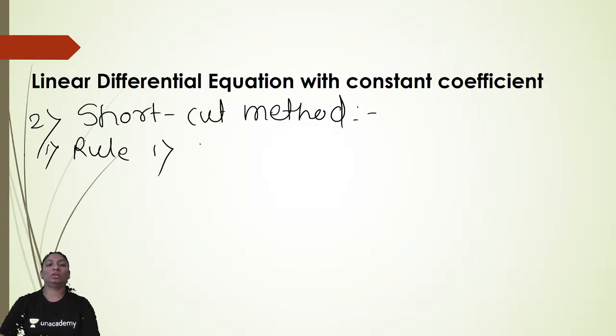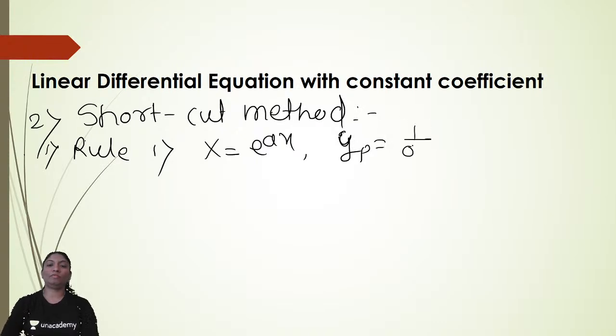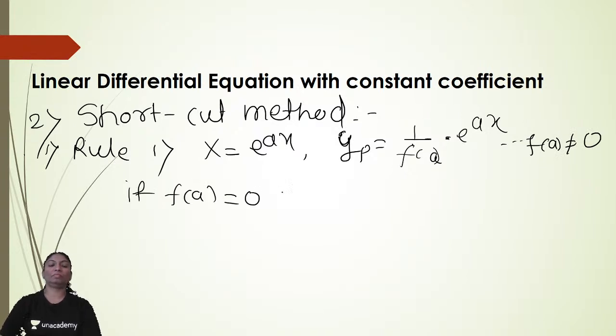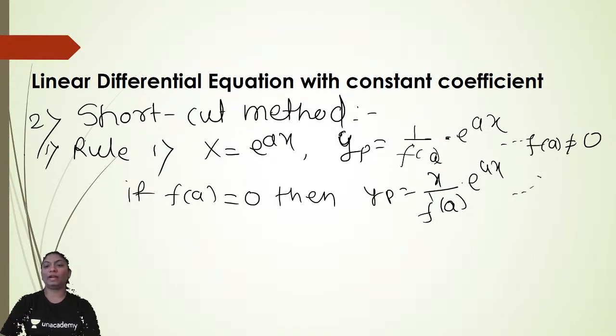In that rule, if your X is equal to e raised to x, then we can write yp as 1 upon f of D into e raised to x. So replace D by a: 1 upon f of a into e raised to x, provided f of a is not equal to 0. If f of a is equal to 0, then we can find yp is equal to x upon f dash of a into e raised to x, provided f dash of a is not equal to 0, and so on.